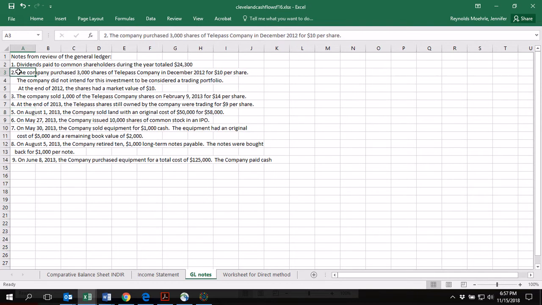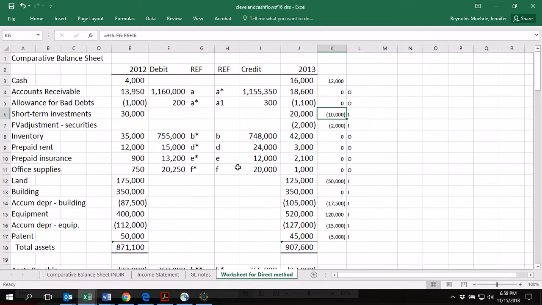So item number 2 says the company purchased 3,000 shares in December 2012 for $10 a share. Item 3 says they sold 1,000 for $14 a share. All right, now you remember from chapter 12, when you sell the shares, they're going to come out at cost. So that must be what that $10,000 decrease is related to. But we need to keep in mind the fact that they actually sold them for $14 a share. So let's see how that $14 a share is going to come into play.